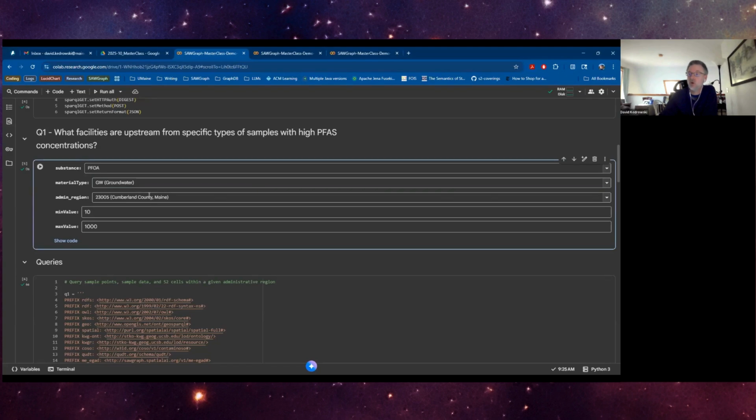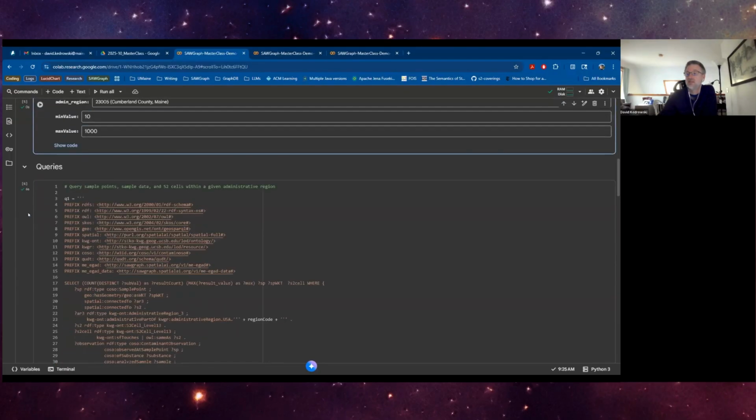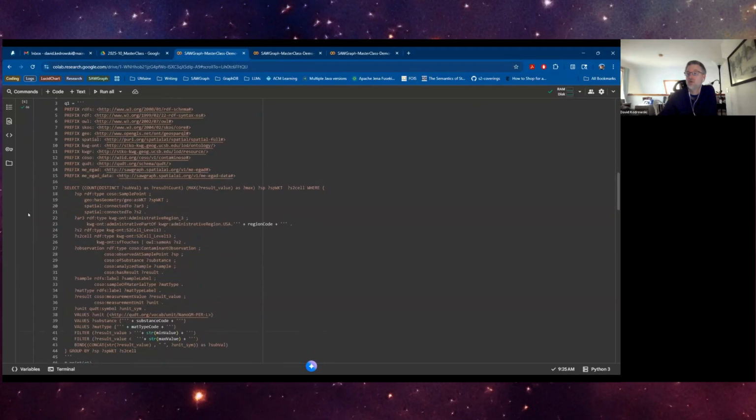I'm going to be scoping to a specific county in Maine. So I'm only going to be looking for sample points that are within Cumberland County, Maine. And then we can assign some minimum and maximum concentration values that we're looking for as well. This makes use of a total of three different queries. The first query is looking for those sample points within Cumberland County, and that's the region code that you might be able to read there.